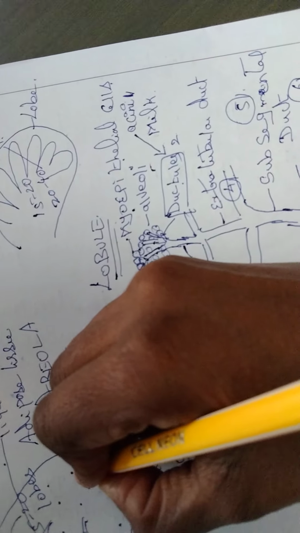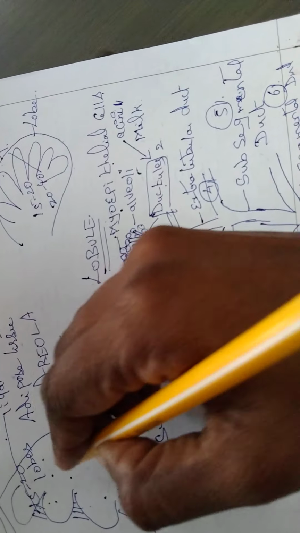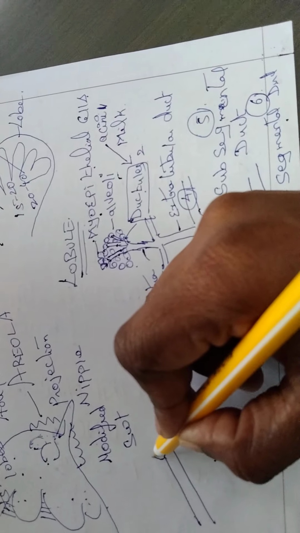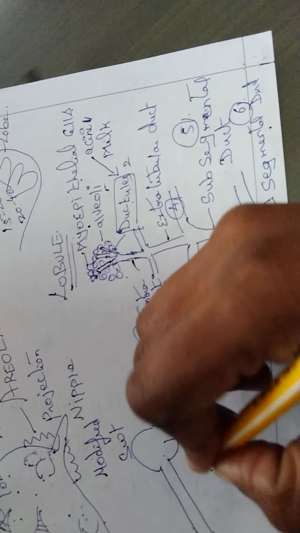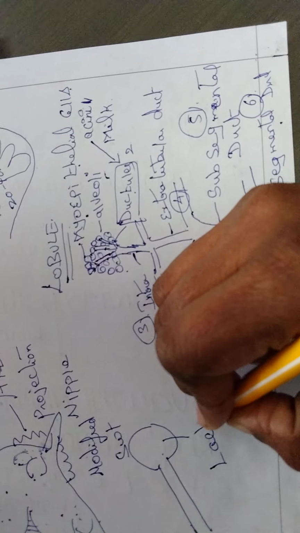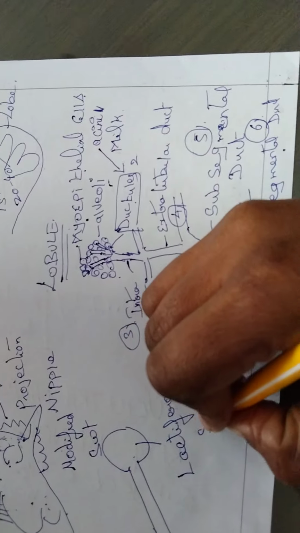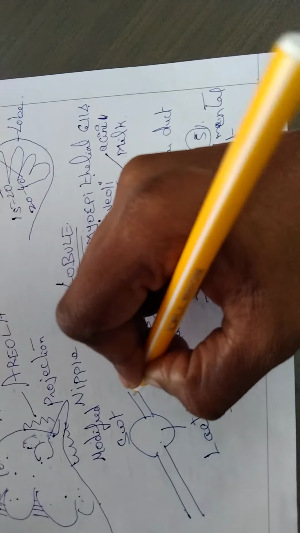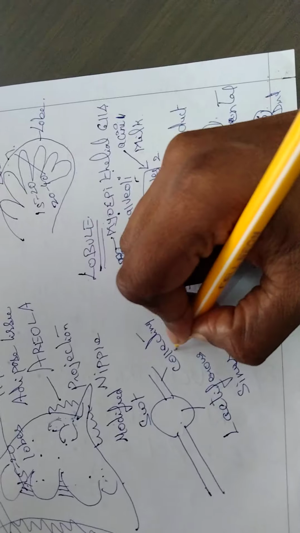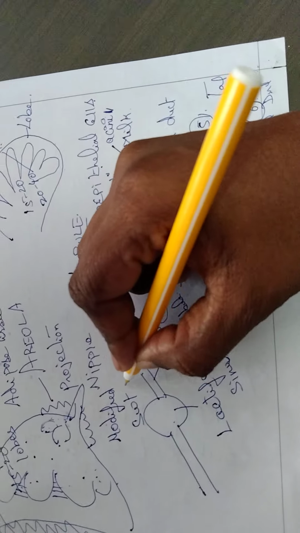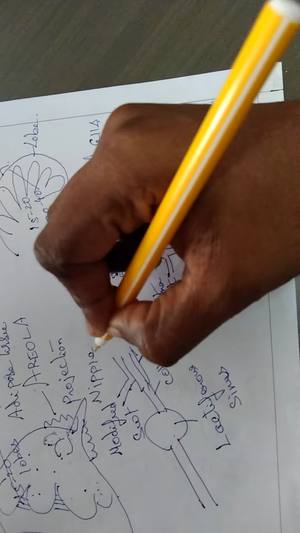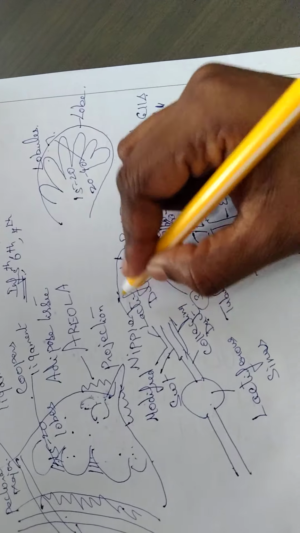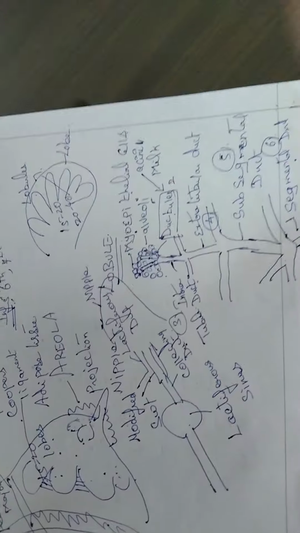Now the segmental duct has come. All these segmental ducts will enter into a structure which we call the lactiferous sinus. One segmental duct is present, and this segmental duct will enter into the sinus called the lactiferous sinus. This lactiferous sinus will enter into a duct which we call the collecting duct. Many collecting ducts will join together and form the lactiferous duct, which is the one that enters the nipple region.